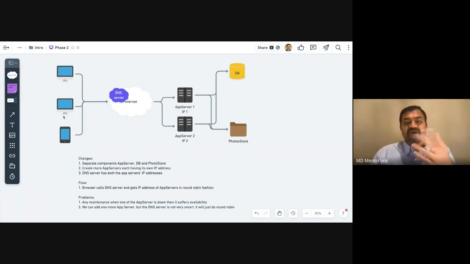But what if we are doing some upgrade? For that duration of time, it is unavailable, right? So best is to have multiple servers. So let's put in more servers, right? And again, the DNS server has both the app servers' IP addresses. Let's say your DNS server can round robin between the two servers. So let's say we register both of them for your website, and let's see how it behaves.